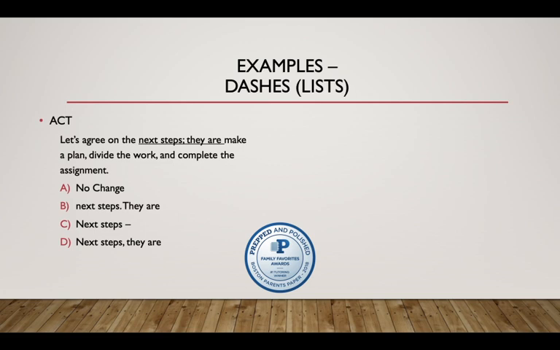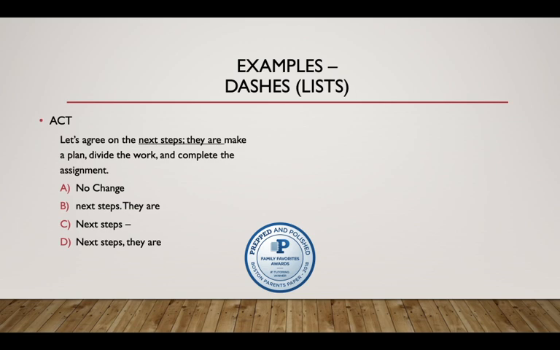Now, if I look at my options here, I have a semicolon as no change, a period as no change, a dash, and then a comma. Now, immediately I'm going to take a look at A and B. Lo and behold, they are doing the same thing, which more than likely means they're not going to work as my answer choices. Well, then I look at C and D. Now, D has a comma. And I know with comma usage, I need it between an independent and a dependent clause, so let's take a look. Let's agree on the next steps.